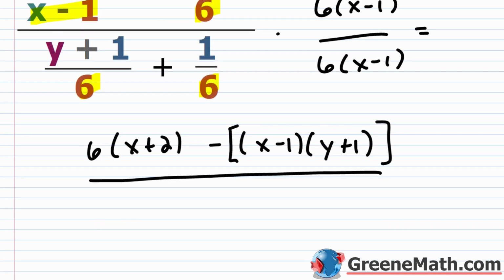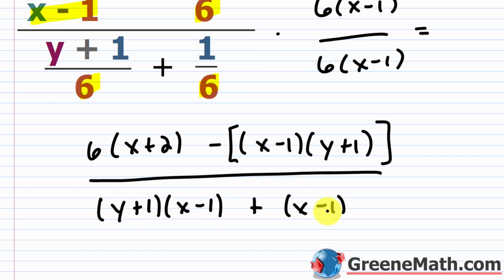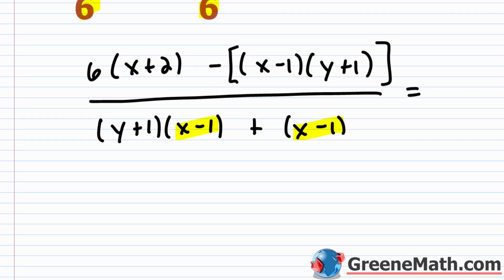Let's come down here. For this guy, the 6s are going to cancel. So you're going to have this y plus 1 times x minus 1. And then you have plus. The 6s are going to cancel, so you have x minus 1. So I know I can factor this out down here. But in the numerator, it doesn't look like I can factor anything. So just have to go through and crank out the work.